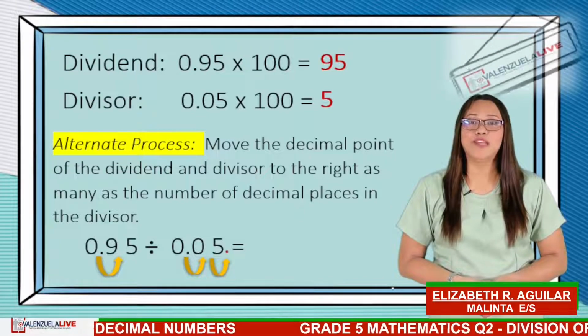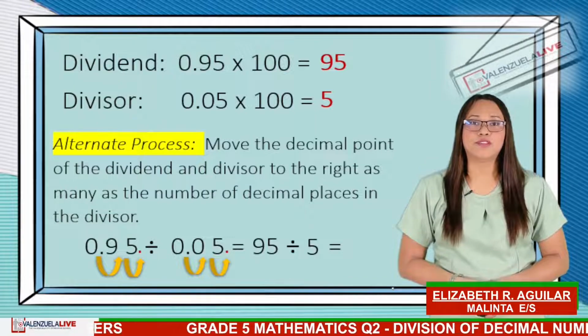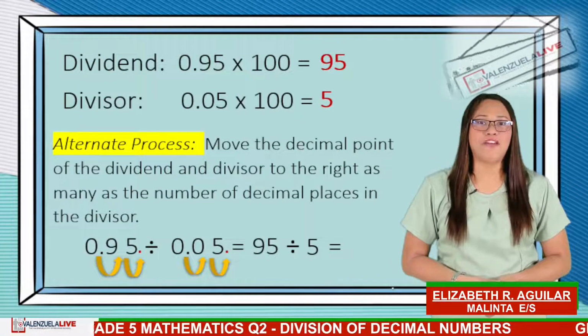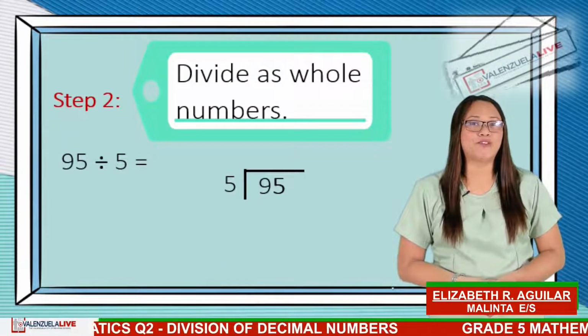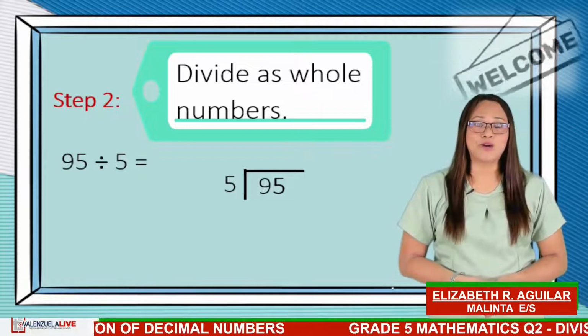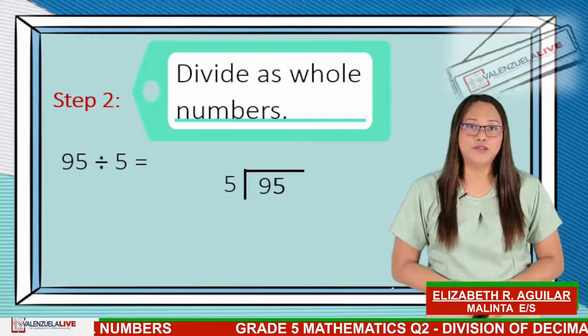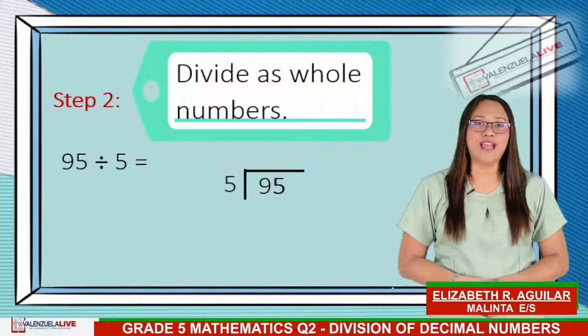Okay, so let's move the decimal place. We have 1, 2. So this time, it will become 95 divided by 5. Okay, then for step 2, we have to divide as whole numbers. So we are going to use the process in dividing whole numbers. All right, so we have 95 divided by 5.